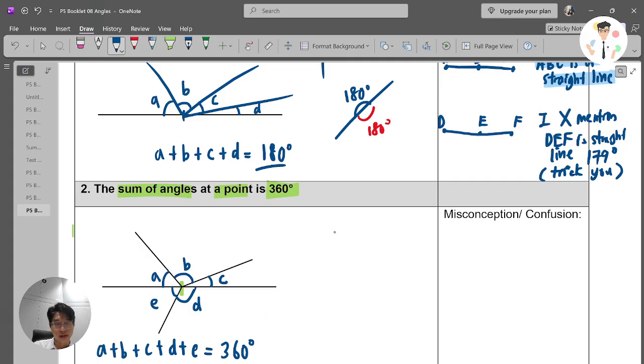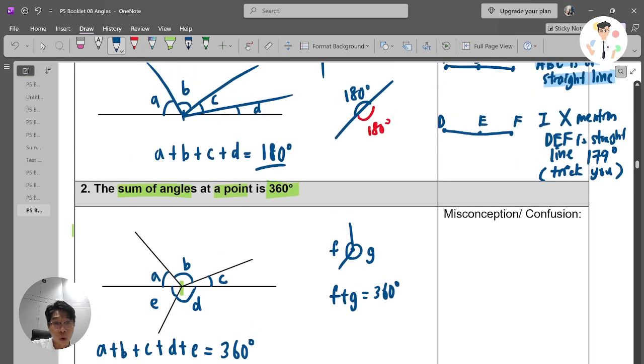Teacher, how about an angle like this? How about like this? How about angles like this? If here is F, if here is G, then F plus G is 360. Yeah, it's possible. Okay, it is not always 5 angles. It can be 2. As long as you split it, all the things that add up together is 360. Okay, so this is something that you should know.